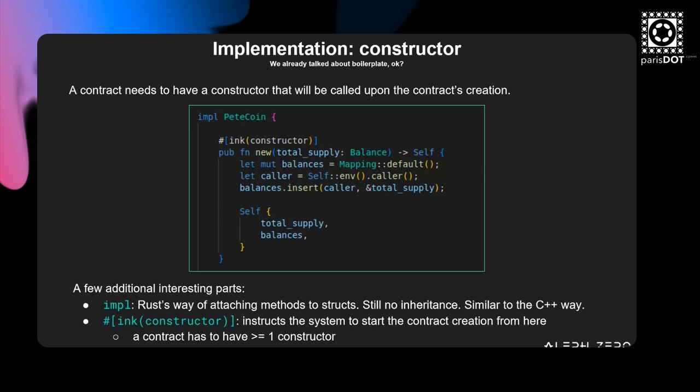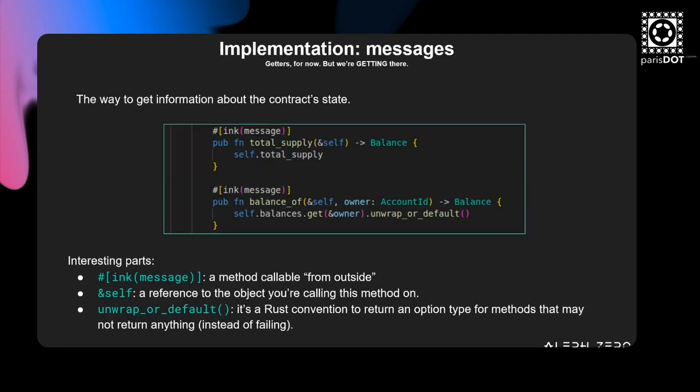Then we have constructors, which is essentially saying how do we create a contract, how do we initialize it. I will not go over it for the sake of time. And then we have other functions which can either change or allow you to look at the state of the contract. In this case, these are some getters. They are allowing us to look at the total supply and the balance of some account. Again, I will not look into the details here.